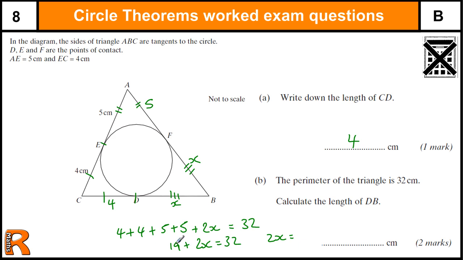Sorry, not 19. What am I talking about? That's 18, isn't it? Let's get it right. 4 and 4 is 8, not 9. So 2x is going to be 14, because 32 take away 18 is 14. So x is going to be 7 centimeters. Oh, that's not the actual answer though, is it? Notice it is D to B, 7 centimeters, this distance here, which is x. Okay, next one.